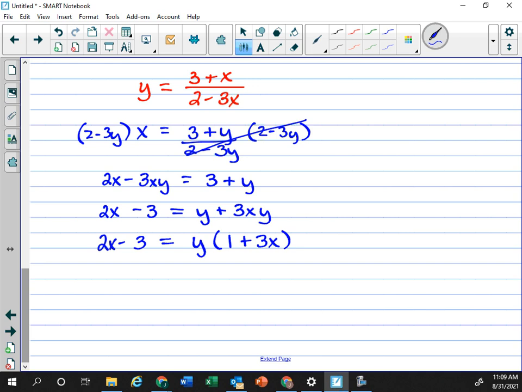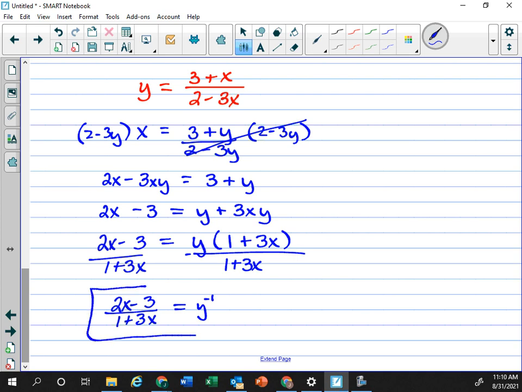Now can I get the y by itself? Yeah, what do I do from there? Yes, divide by all of that. Divide both sides by this 1 plus 3x. So I've got 2x minus 3 over 1 plus 3x. And I'm going to say equals y to the negative 1, because remember we were finding inverses, so that's technically what I was solving for, okay?